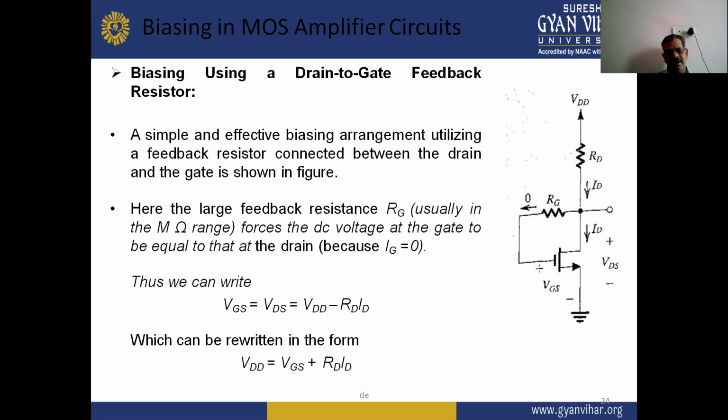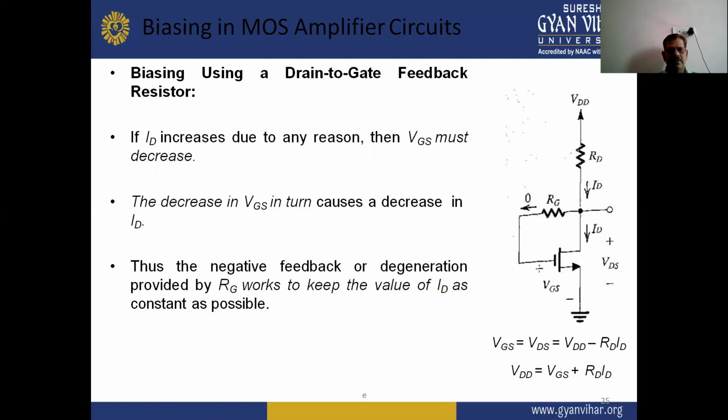Thus we can write the gate-to-source voltage VGS equal to the drain-to-source voltage VDS, which equals VDD minus RD ID, which can be rewritten in the form VDD equals VGS plus RD ID. If ID increases for any reason, then VGS must decrease. The decrease in VGS in turn causes a decrease in the drain current ID. Thus the negative feedback, or degeneration, provided by RG works to keep the value of ID as constant as possible.